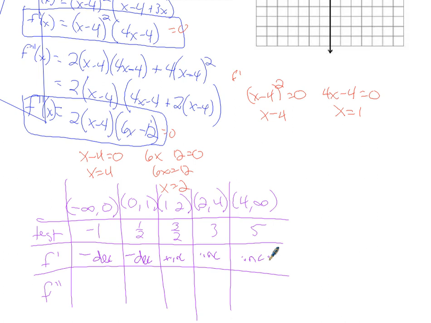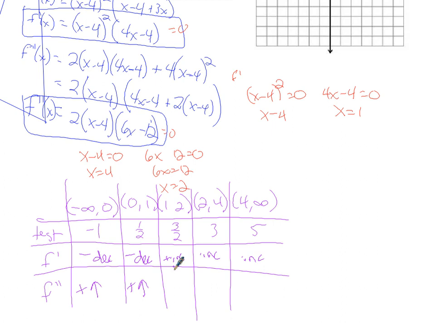F double prime, taking the same numbers, plugging them into our second derivative. This is positive here. We have negative 1 minus 4 is negative. We have 6 times negative 1, which is negative, minus, so we're still negative. Positive times negative is positive. We're concave up. 1/2 plugged in, this is negative. This is 3 minus 12, negative. So we're positive, concave up.